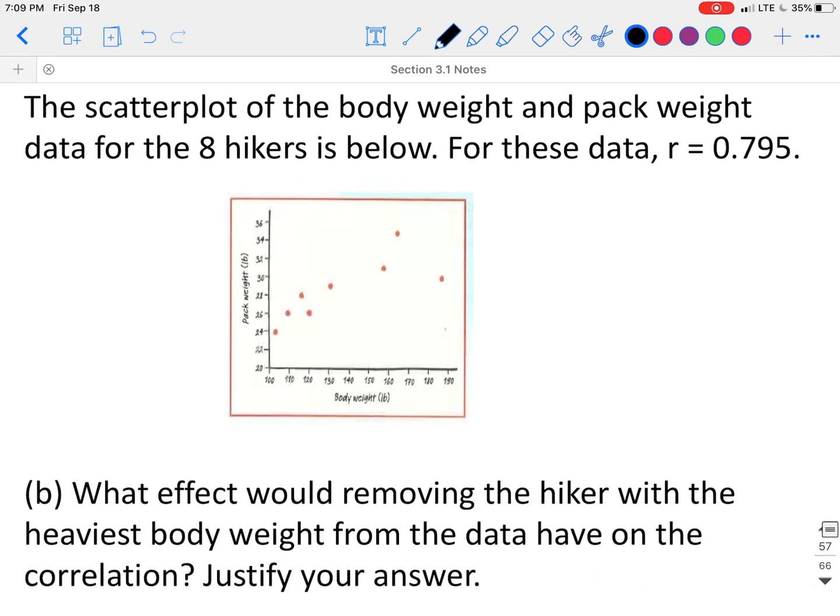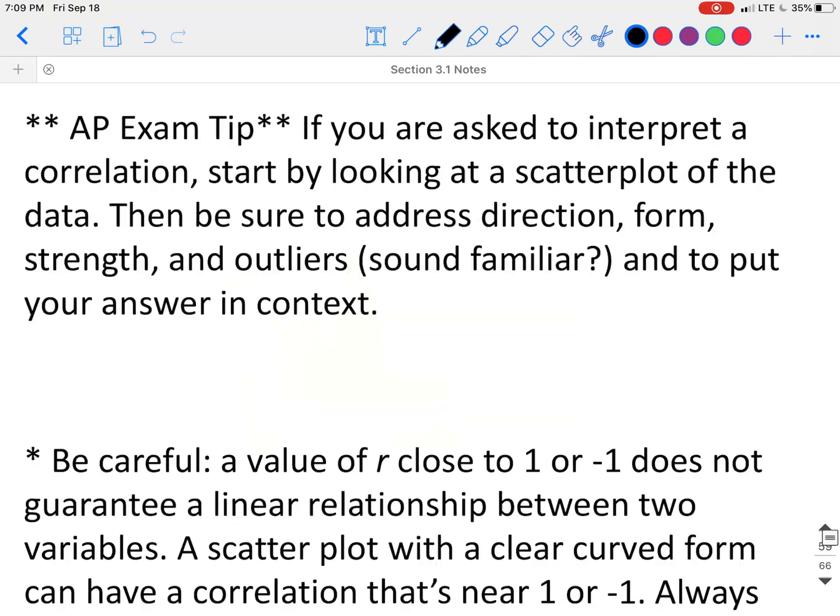What effect would removing the hiker with the heaviest body weight from the data set have on the correlation? So if we took this point away, what would happen? By removing that outlier, we would increase the correlation because the rest of those points are actually now closer to the line, or clustered closer to our linear pattern.